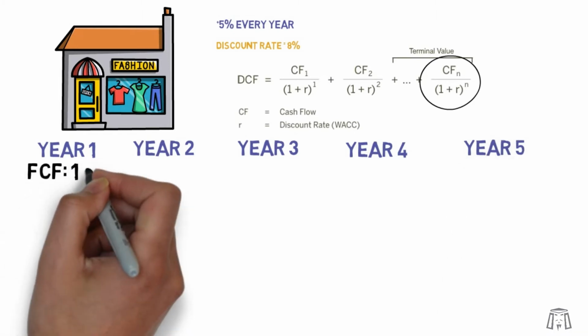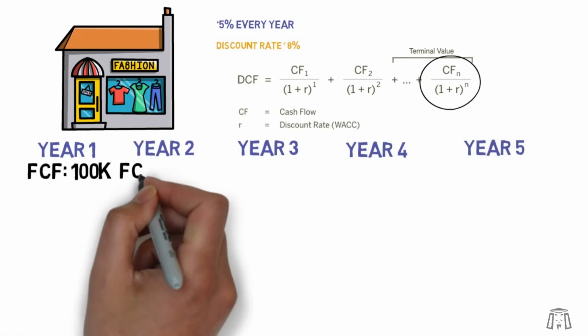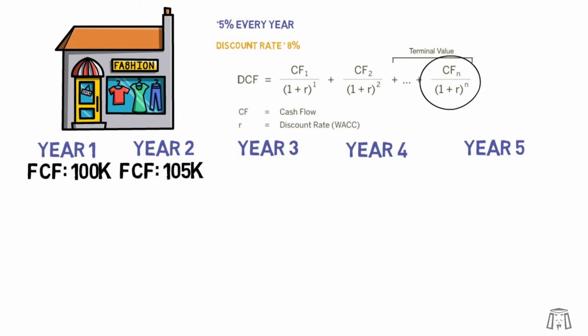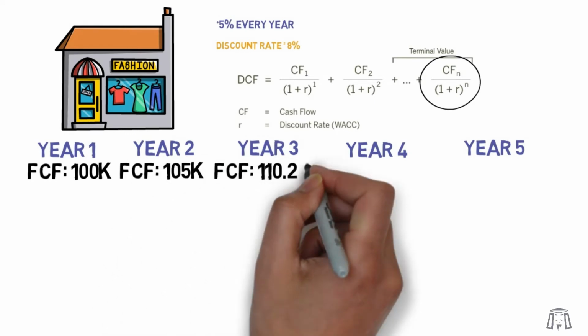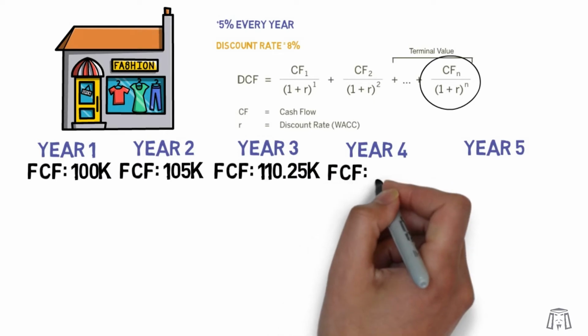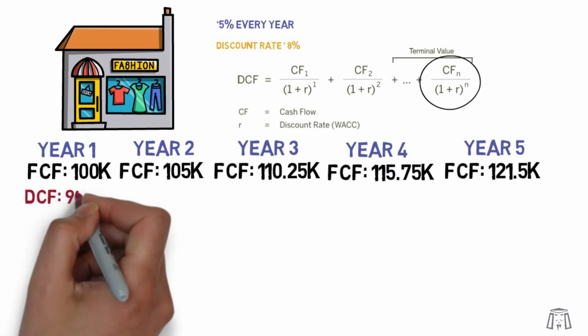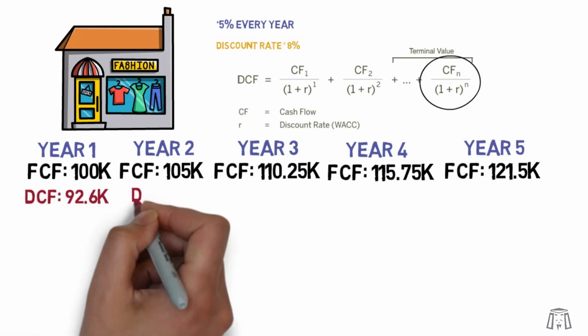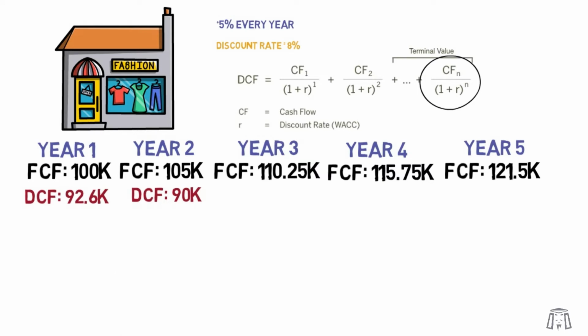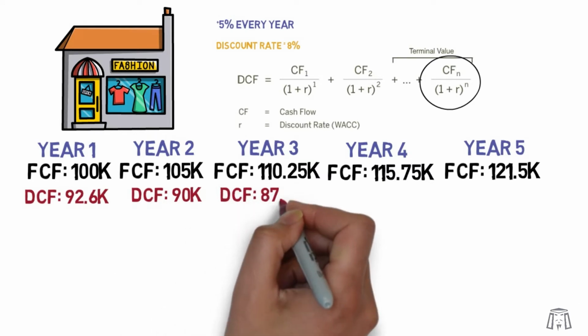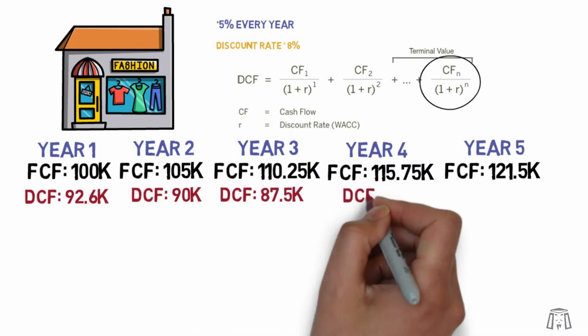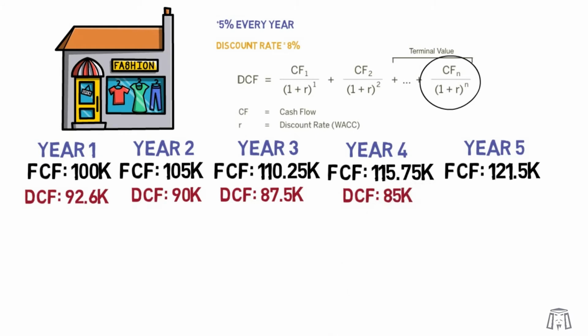For year 1, the free cash flow is 100k. You can find that on the annual report. Let's say it goes up 5% every year, and as you can see there is this kind of compounding effect. So the free cash flow for year 5 is 121.5k. The discounted cash flow using the formula goes lower, of course, because you need to increase the value of the n in the formula.